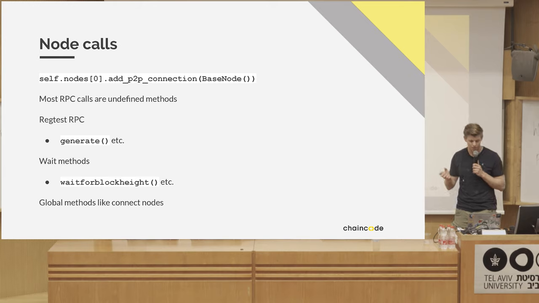RPC calls are not redefined in the functional test framework. Instead, they are just thrown over to the actual node that is running in the background. And these are going to be regtest nodes, so you can use regtest RPC commands like generate, for example. Other helpers that you're going to use quite often are wait functions, which implement just a simple wait functionality, so you don't have to worry about race conditions.